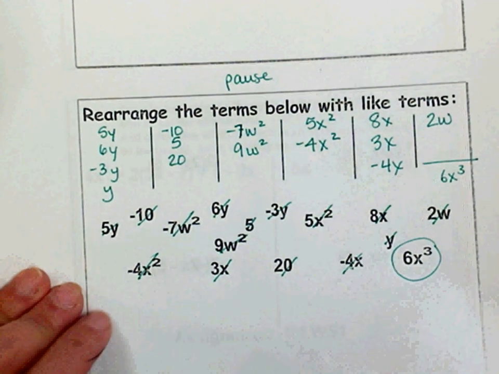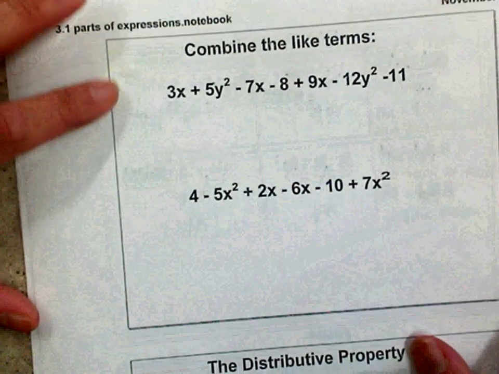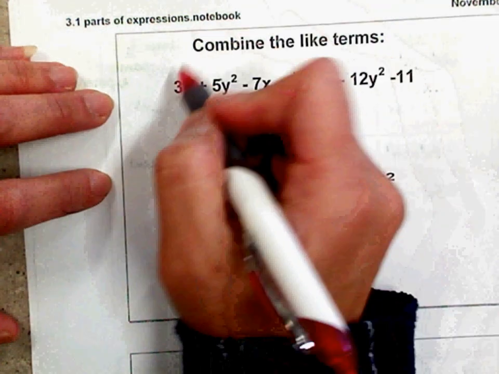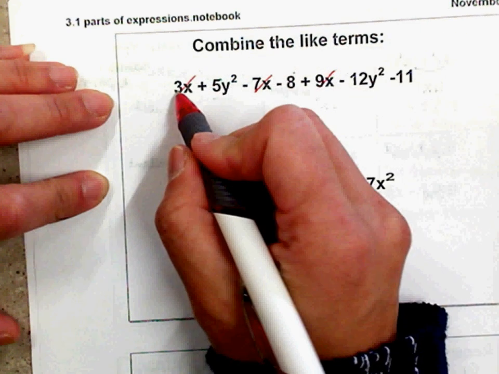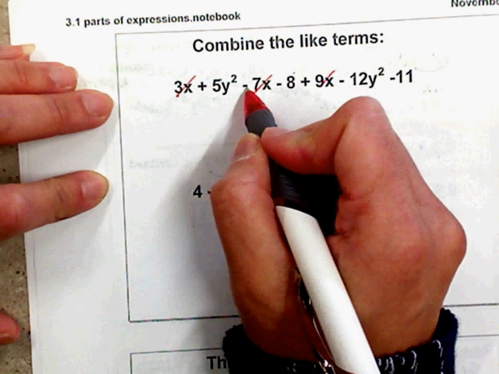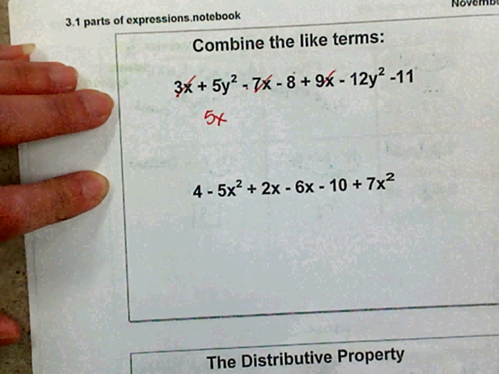All right, so now let's practice combining like terms. Okay? So what you have that's alike, we're going to put together. 3x minus 7x plus 9. 3 minus 7 is negative 4. Negative 4 plus 9 is 5x. See that right there? So we're going to combine these guys together.